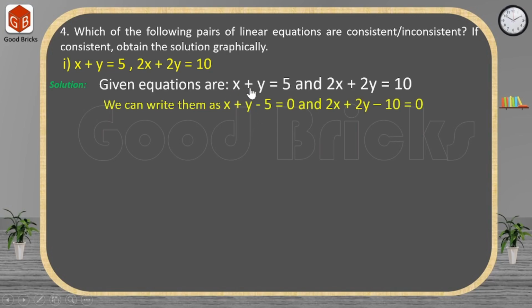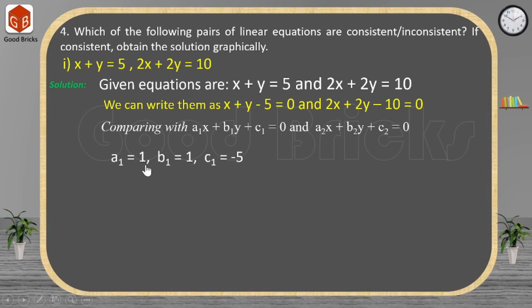Normally, these are the given equations, and when you take 5 to the left hand side, you can write x plus y minus 5 is equal to 0. Similarly, when you take 10 to the left hand side, you can write 2x plus 2y minus 10. After that, we need to compare. Then we need to write the values of a1, b1, c1, and a2, b2, c2 of this second equation. The next step is finding the ratios.